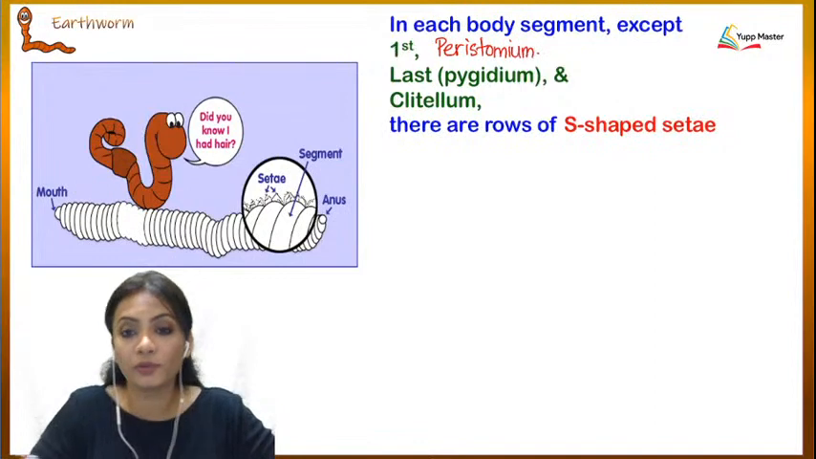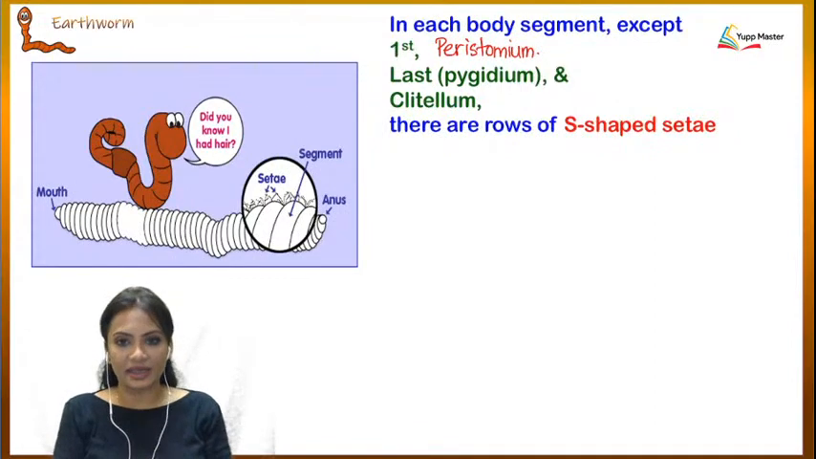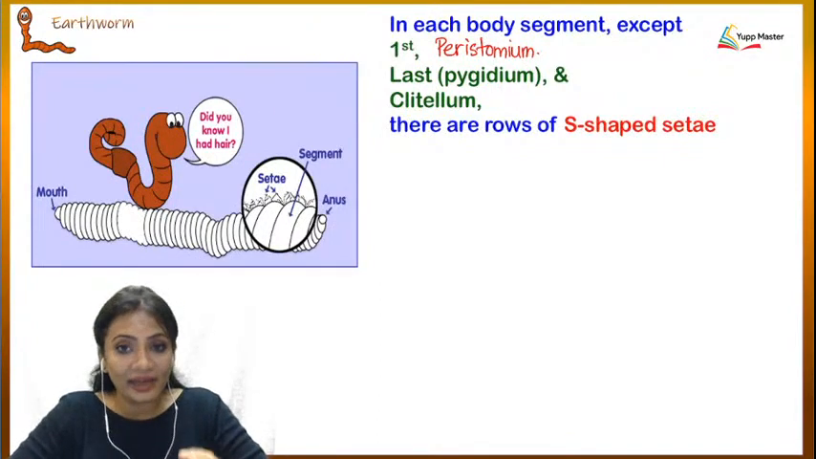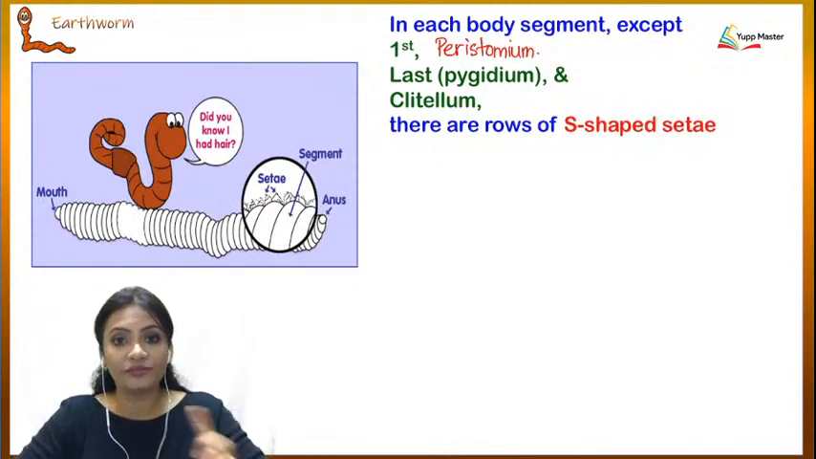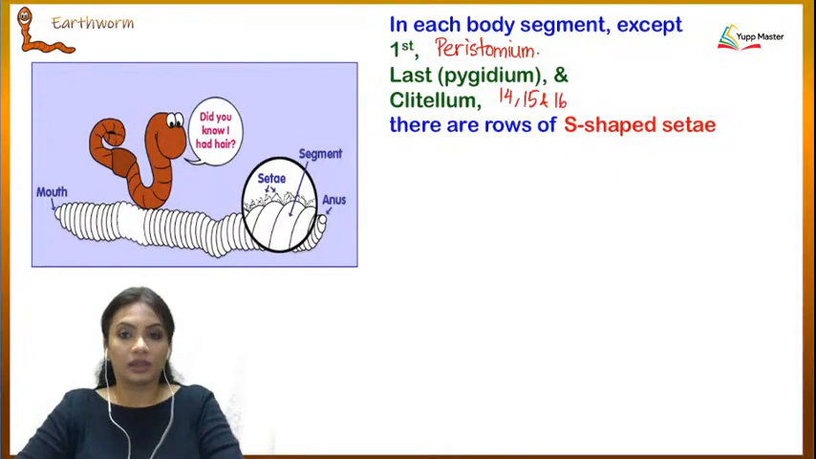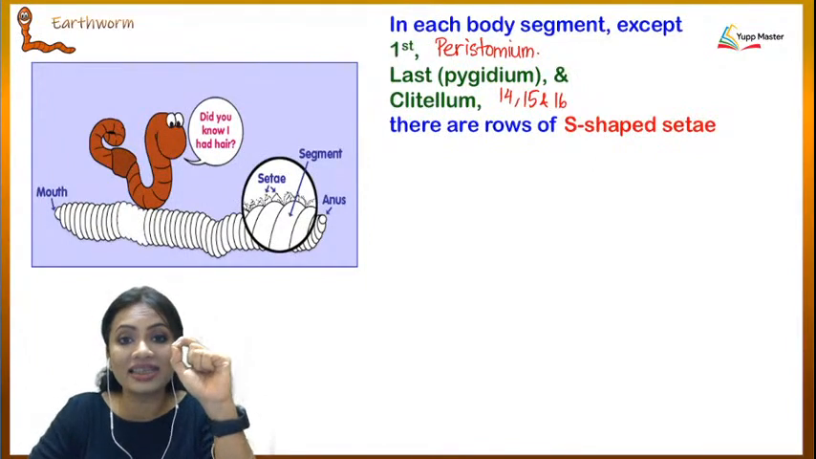Okay, the first segment was called the peristomium. So excluding the peristomium, excluding the last segment, which is called the pygidium, and excluding segments 14, 15 and 16, that is the clitellum, each and every segment of this earthworm is going to have small setae.